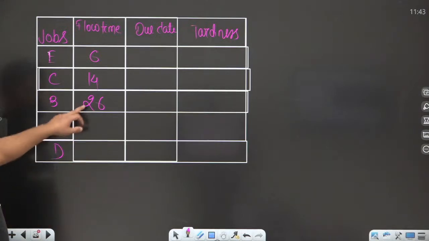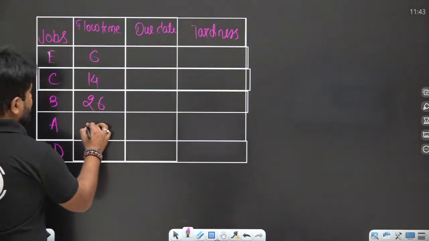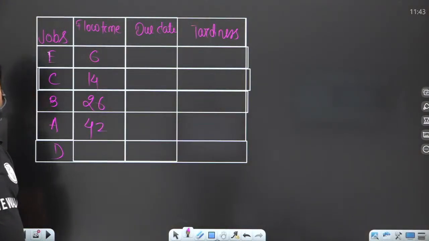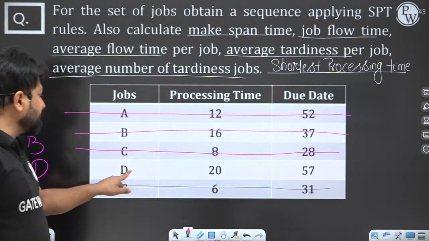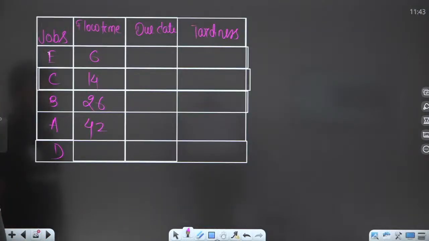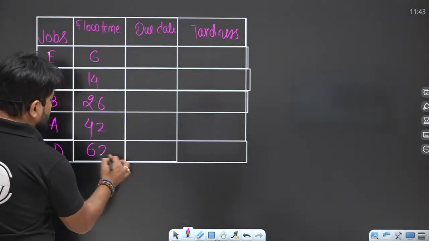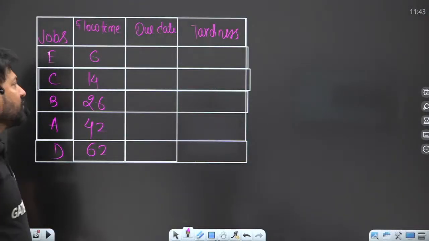So, here 12 plus 26, it will become what? 42. Right? It will become 42. Processing time of D, that is 20. So, 20 plus 42, that is 62. Am I clear? Now, write down the due date also.